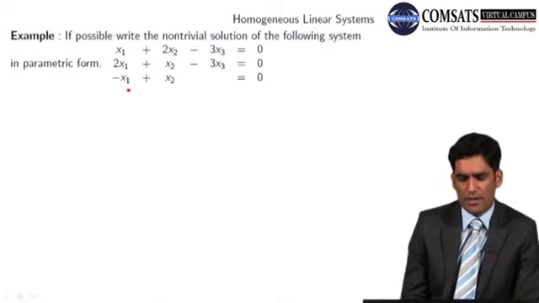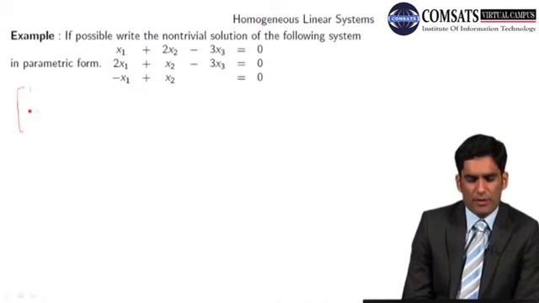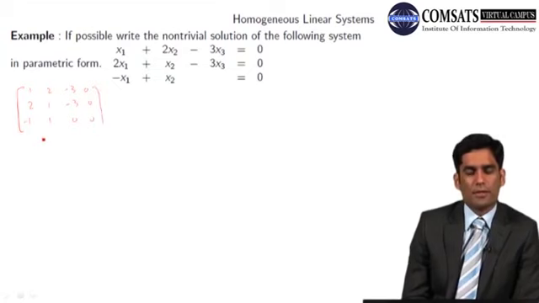We have to find the non-trivial solution and also write it in parametric form. So first of all, the first step is to write the augmented matrix of the system, which is 2 1 1 -3 -3 0 and 0 0 0. So this is the augmented matrix of the homogeneous linear system given in this example.